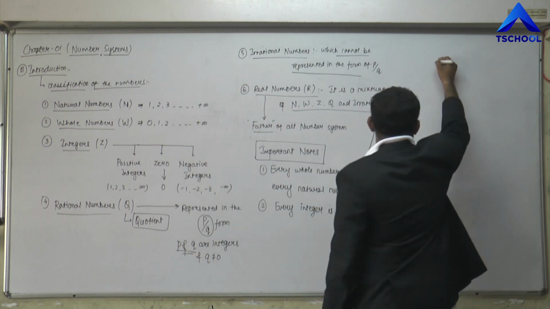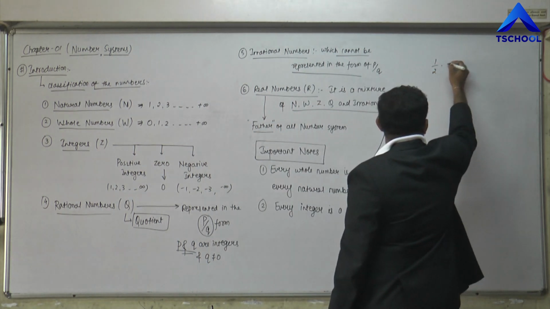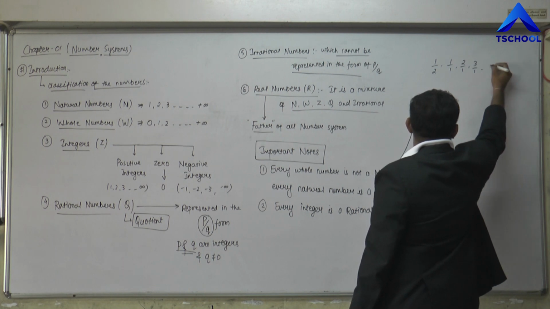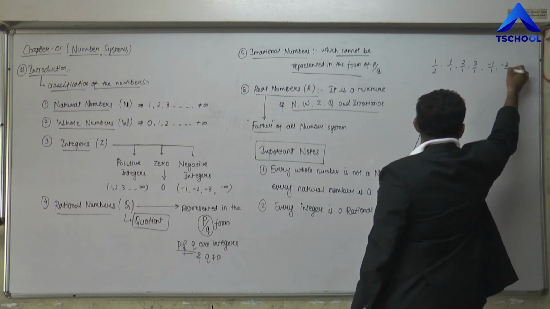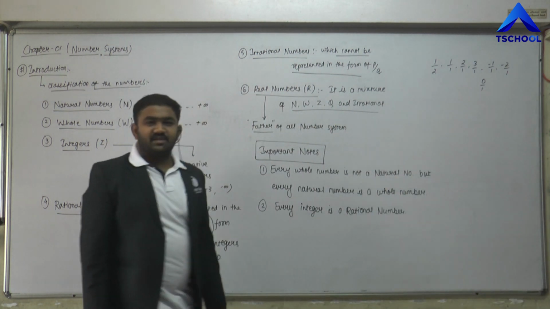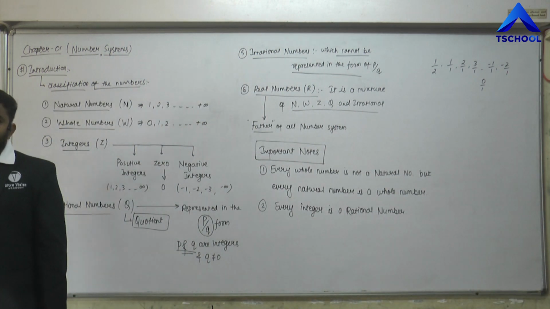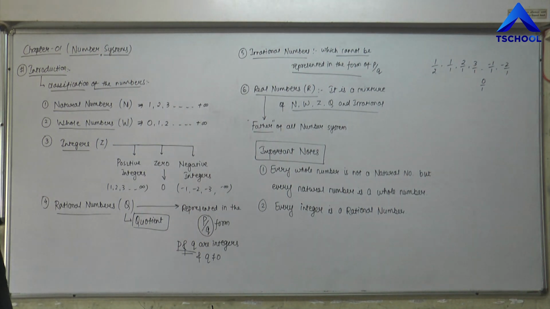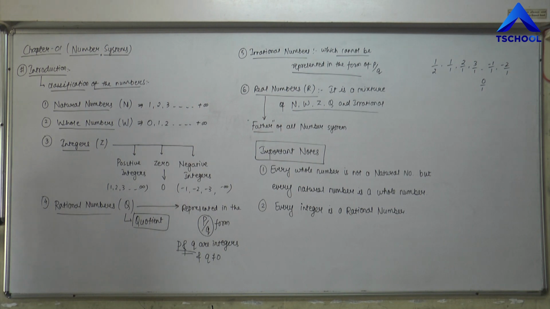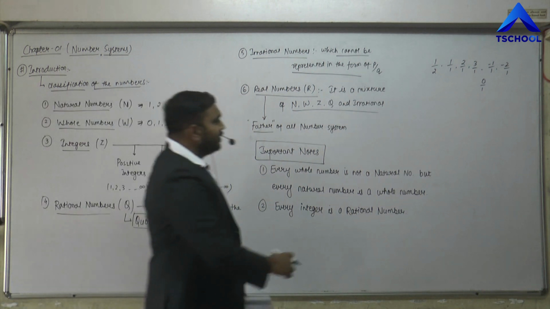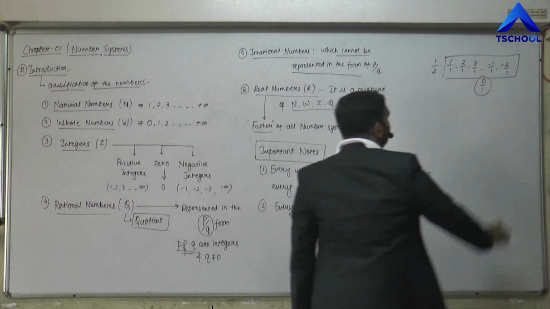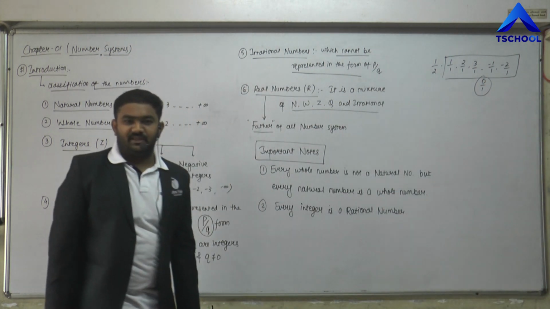So what if I write 1 upon 2? What if I write 1 upon 1? What if I write 2 upon 1, 3 upon 1, minus 1 upon 1, minus 2 upon 1, 0 upon 1, anything? If I say that the denominator of any integer is 1, then these integers can now be represented in the form of p by q, as 1 upon 1, 2 upon 1, 3 upon 1, 4 upon 1, minus 1 upon 1 or anything like that, right?